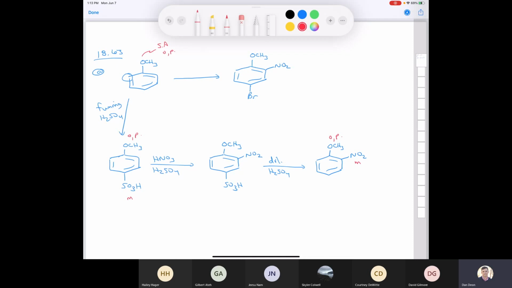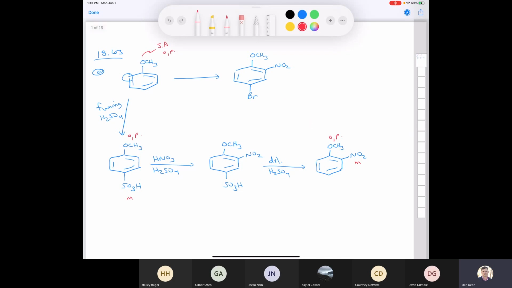Well, what's meta to the nitro? The meta position to the nitro is going to be here and here. However, the position that is ortho to the methoxy group is going to be more sterically hindered. And so we're going to get preferential bromination at the para position. So now we can take this guy and we can simply do the bromination chemistry.